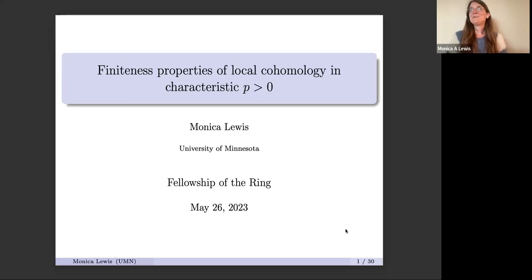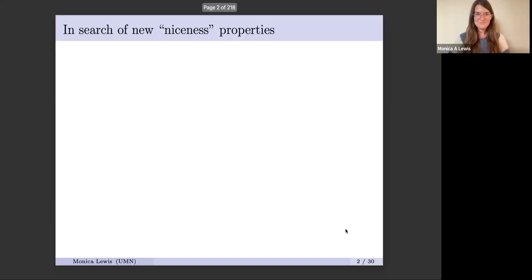Okay, so welcome back to part 2. We are going to continue talking about finiteness properties of local cohomology in characteristic P. And this is the half of the talk that is going to be almost exclusively characteristic P. So previously we had characteristic 0 and characteristic P kind of split left and right on almost equal footing. And here the asymmetry is going to be leaning pretty characteristic P heavy.